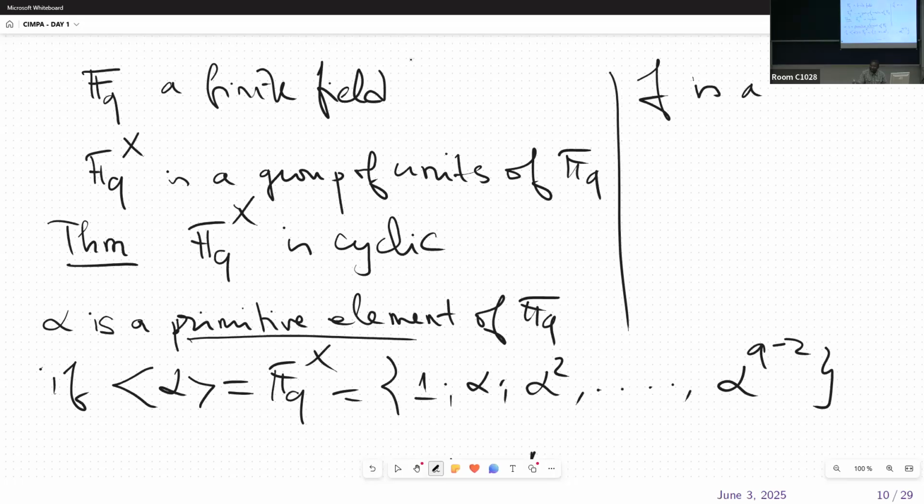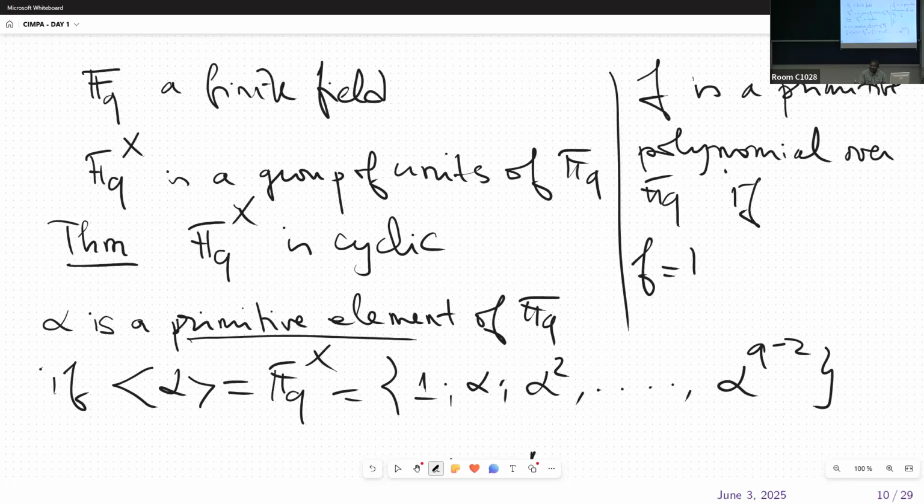F is a primitive polynomial over FQ if F is the minimal polynomial of a primitive element alpha over FQ. Okay, well, these are the definitions of primitive polynomial, basic irreducible polynomial and basic primitive polynomial.